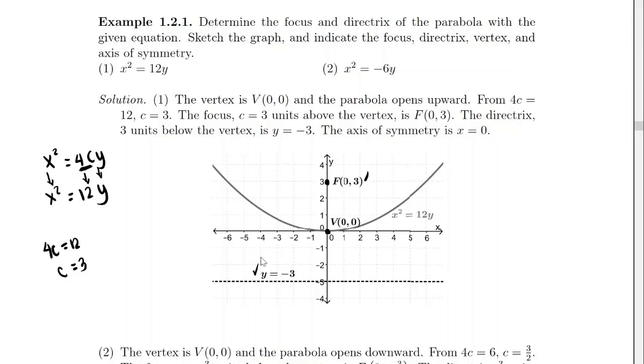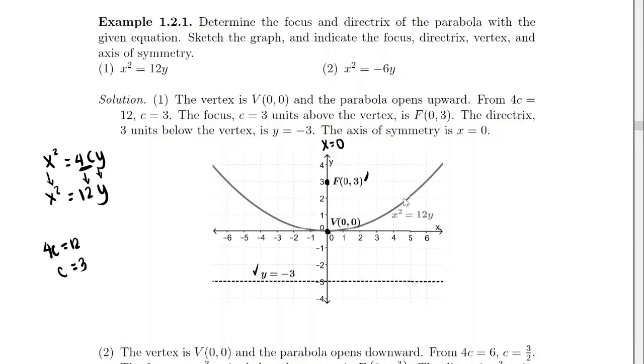How about the axis of symmetry? Since the vertex is at the origin and the parabola opens upward, we all know that the axis of symmetry is the y-axis, having the equation x equal to 0. Okay, so how will we sketch the graph of the parabola?